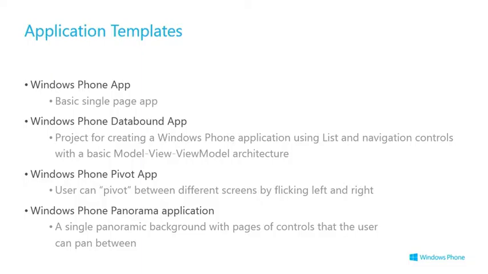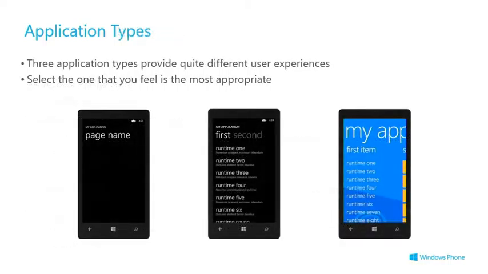There's the Pivot app, which is one of these multi-page scrollable displays, and the Panorama one, which I showed in the previous session. And you choose whichever one is appropriate for you. So there on the left, we've got the basic single page app, the output from it. Then the one in the middle is what you get when you create a project from the data-bound one. And then on the right is the Panorama one, the one we saw in the first session.